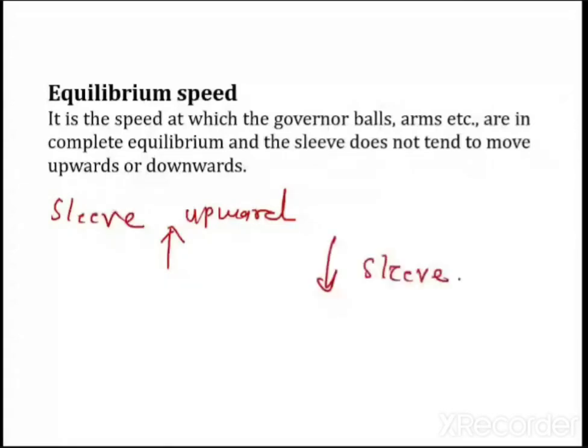Equilibrium speed. Now to understand equilibrium speed, I will first talk about the movement of the sleeve. What does that mean? The sleeve moves upward, and the sleeve moves downward. Now tell me when the sleeve will move upward and when the sleeve will move downward.